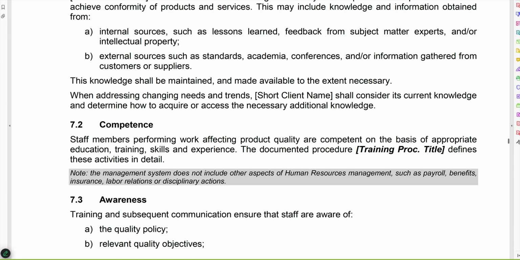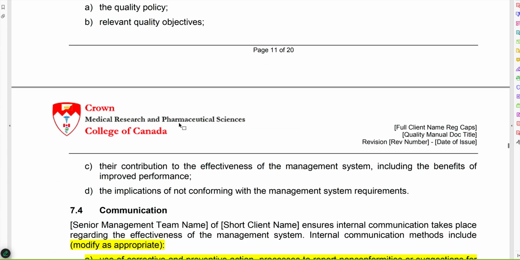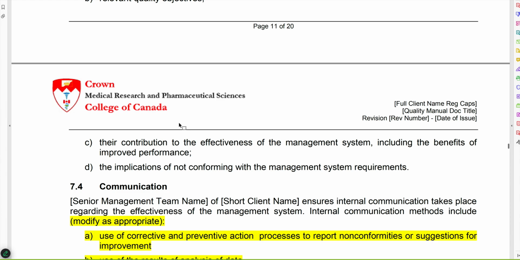Then we talk about the competence of the staff members in section 7.2. We also talk about the awareness of the personnel in section 7.3. So it's trainings and subsequent communications that ensure that the staff are aware of the quality policy and relevant quality objectives. They also have to contribute to the effectiveness of the management system, and understand the implication of not conforming with the management system requirements.